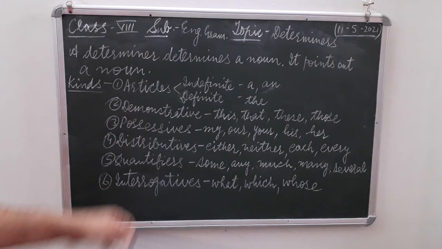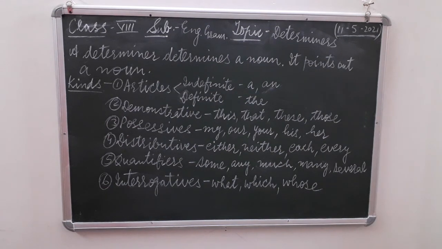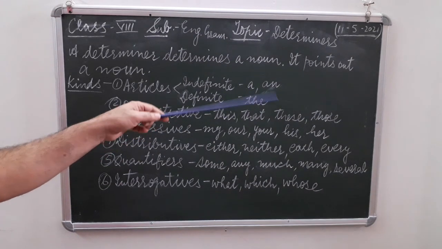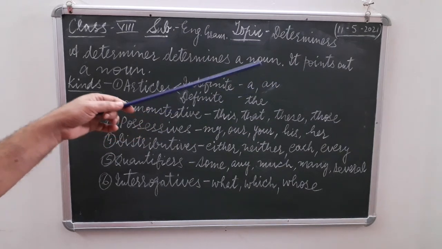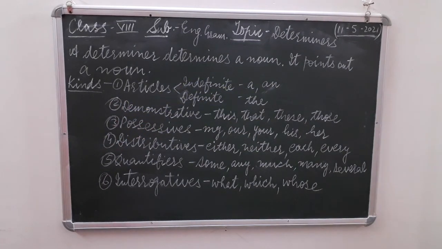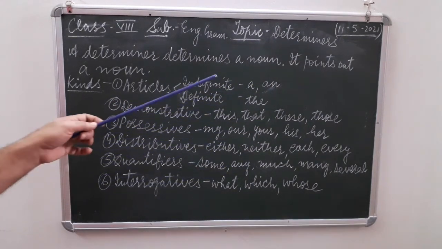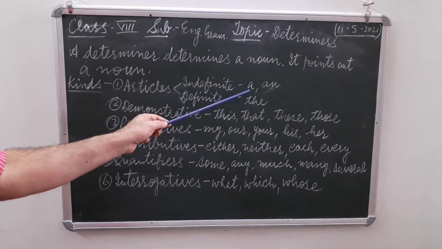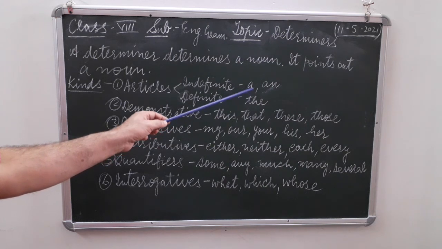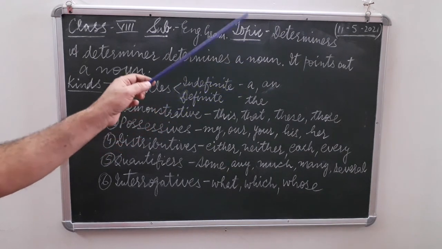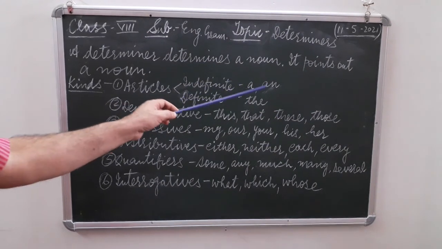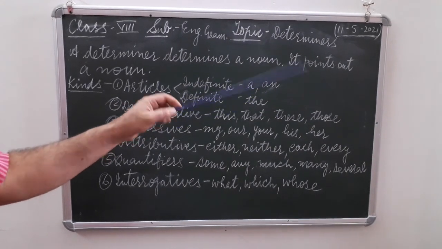For example, I have a book. He has a pencil. But suppose any word that is starting with a consonant sound, though it is starting with a vowel. So the important thing is that we should not see whether the word is starting with a vowel. The important thing is which sound is given, whether it is giving a vowel sound or a consonant sound.